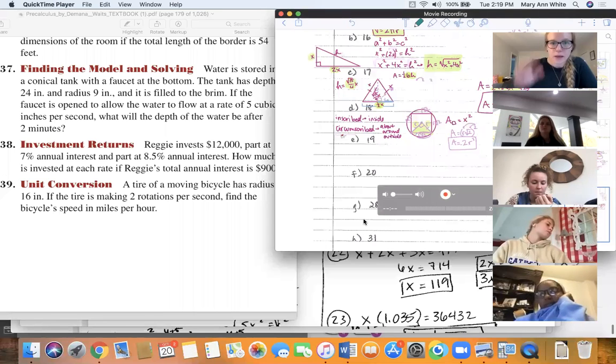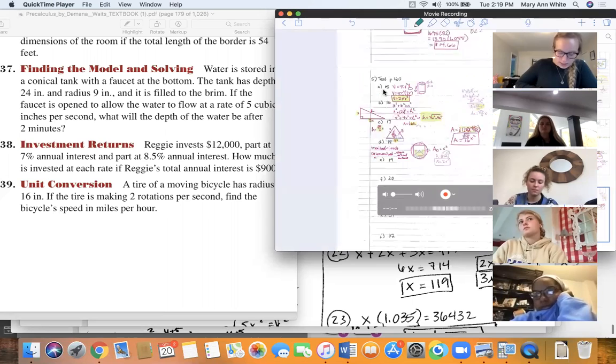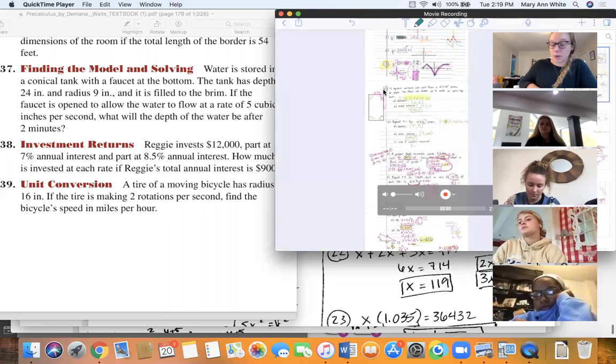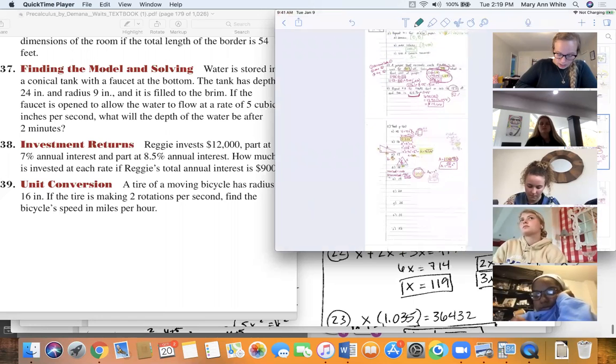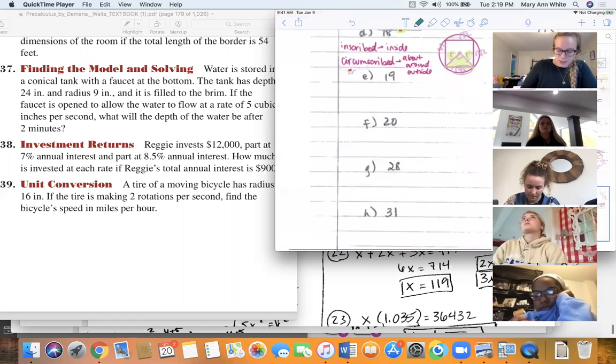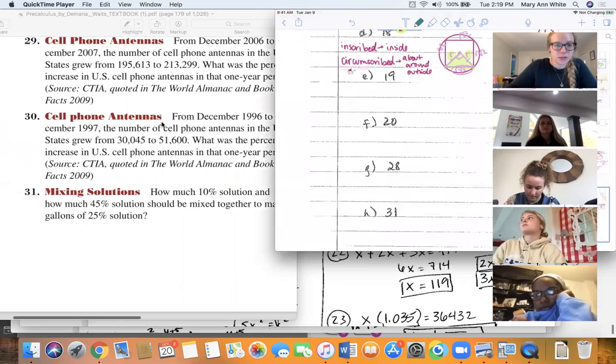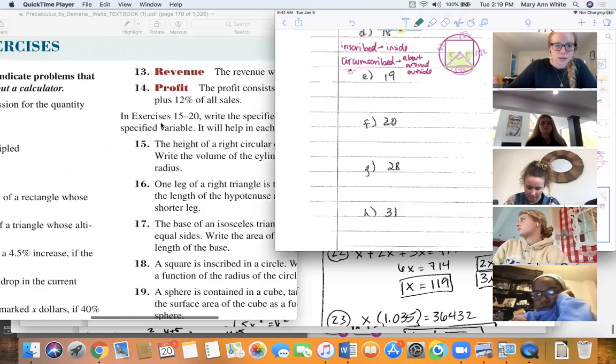Okay, so we are recording. We are on 1/7, so we can call this 1/7 part 2 or part 3. I don't know how many days it's taken us to do this, but we are on letter E on the second page, number 19 in the textbook. So let me scroll to the right problem in the textbook.